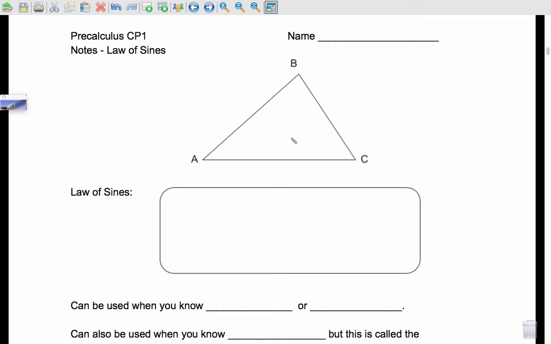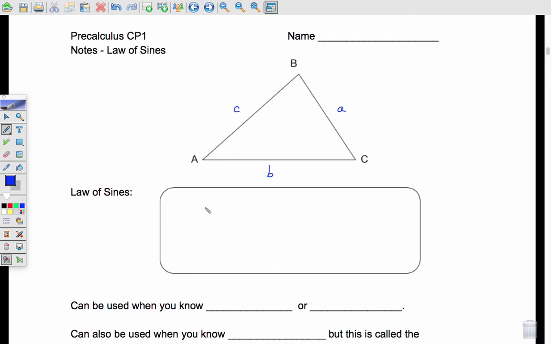This is triangle ABC. Angles are labeled with capital letters. The opposite side has the same name. This is angle A, opposite is side A, and sides are written with lowercase letters. This is angle B. The opposite side is side B. All right, and then angle C is right here. The opposite side is side C, lowercase c.